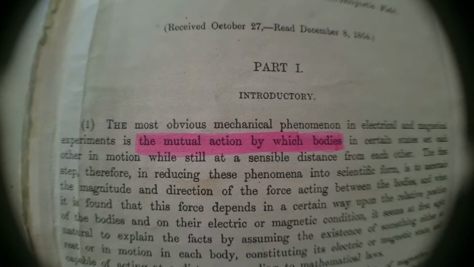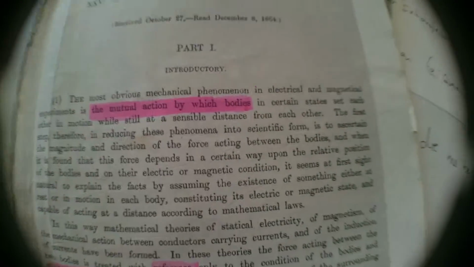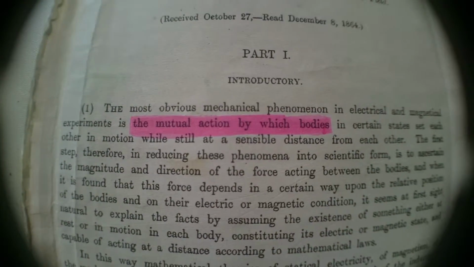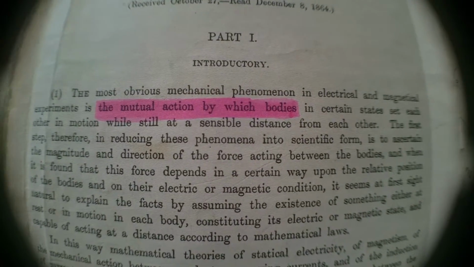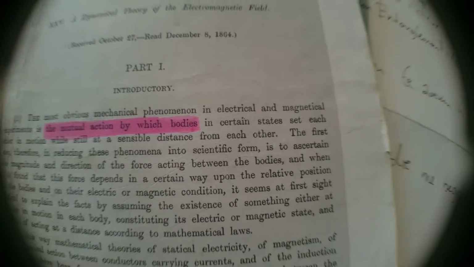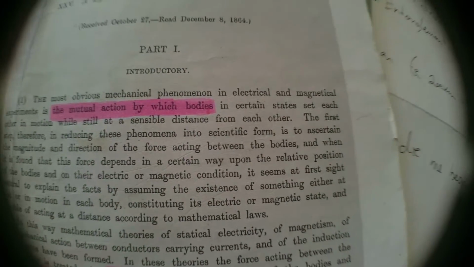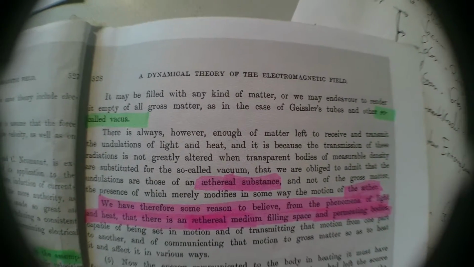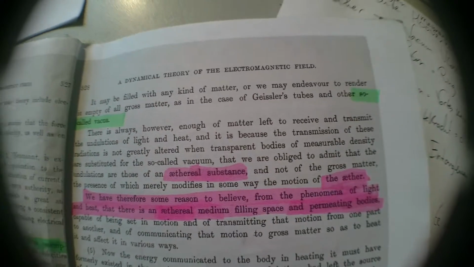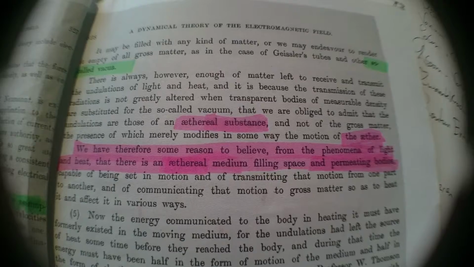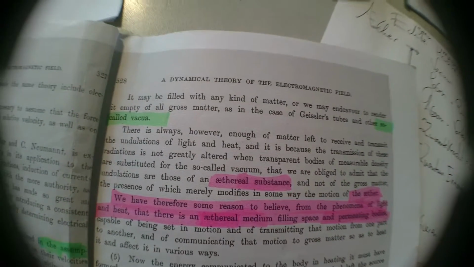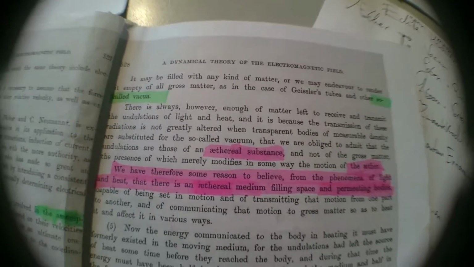I showed you in my first video that he was talking about an ethereal substance, and it's about the mutual action by which bodies in certain states set each other into motion while still at sensible distance from another. So it's about electrical and magnetical experiments. I showed in my last video that even though everybody knows the dynamical theory of the electromagnetic field, it's the most famous work of Maxwell. If anybody at college learns about electricity, the teachers always teach you the dynamical theory of the electromagnetic field by Maxwell. Essentially, they made a summary of this book and they teach you at school.